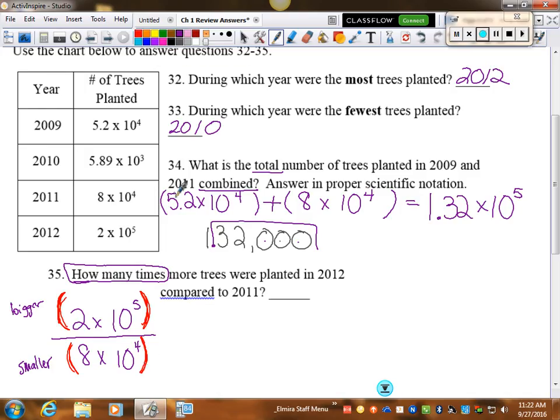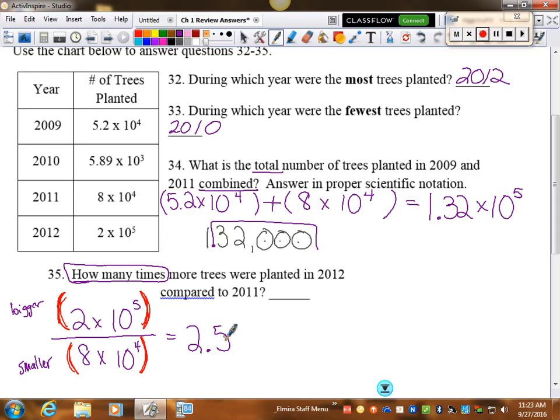Now, very often these problems do not come out as really big numbers, so we don't have to answer this one in scientific notation. In fact, if you divide this one out, you get 2.5.